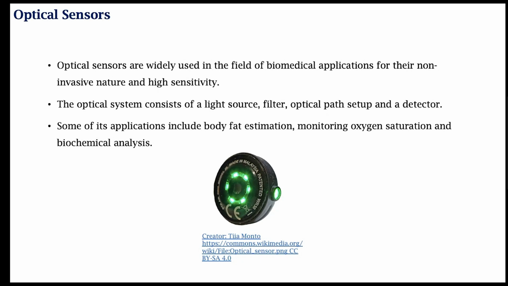Some of the applications that are discussed here are, for example, body fat estimation, oxygen saturation, and other biochemical analysis of various analytes of various fluids, for example.